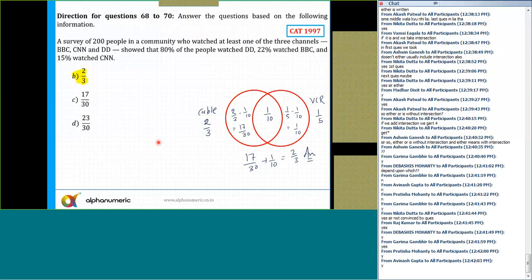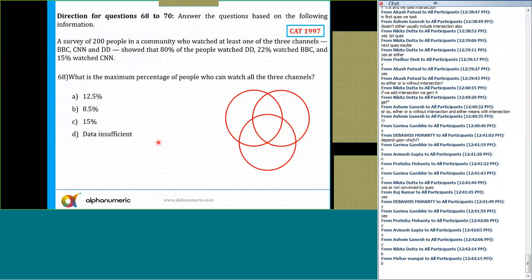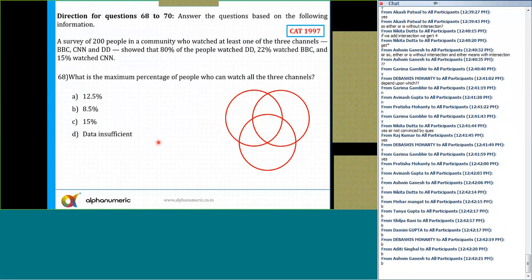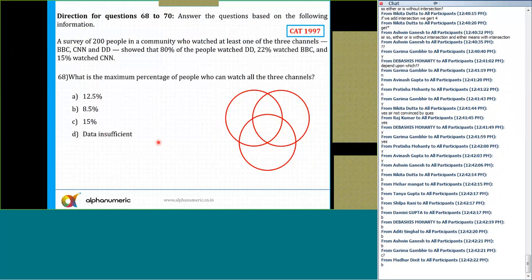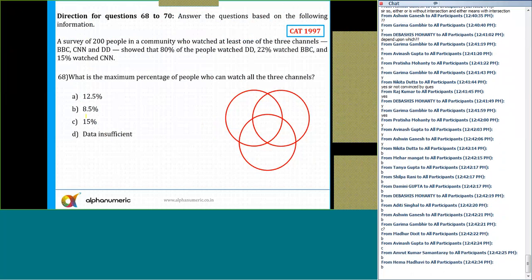Okay. Question number 68 to 70. A very interesting set. So what is the answer for question number 68? Please tell me, all of you. The correct answer for question number 68, I think, just a minute. What is the maximum percentage of people? The correct answer is option number B, which is 8.5.